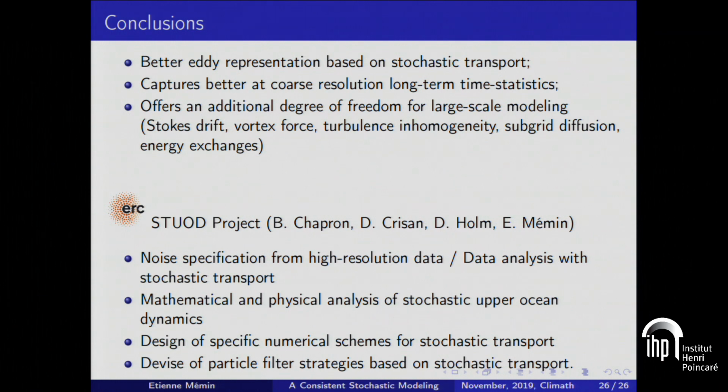Okay, so in conclusion, this stochastic setting allows you to construct better LES or coarse models for geophysical flows. It captures better the long-term statistics that you are looking for, and it offers also an additional degree of freedom with the injection of this noise. So you can discuss it in the scaling of your equation and obtain a variety of models, depending on whether you put a high noise or a low noise.